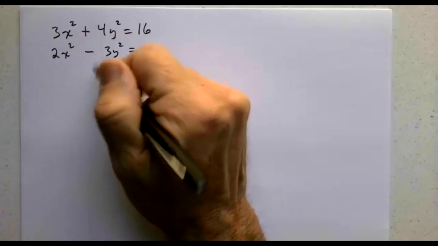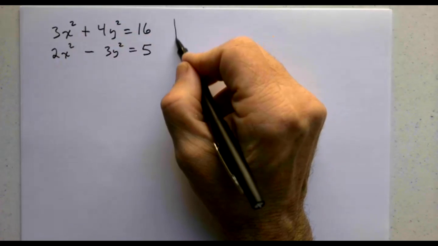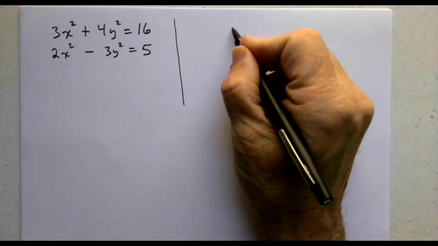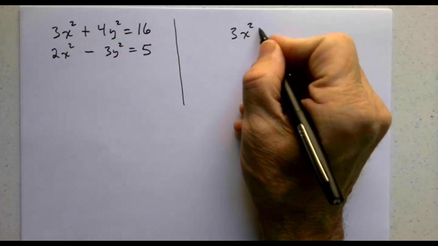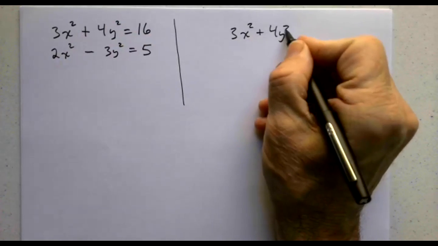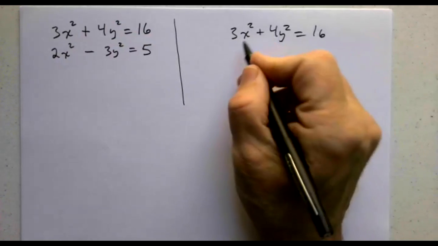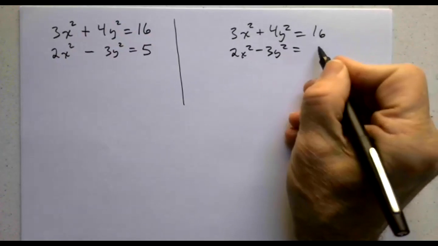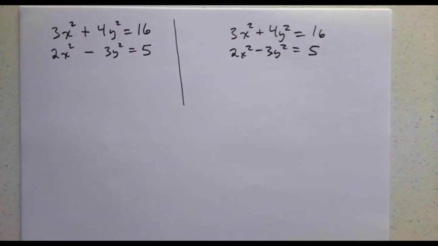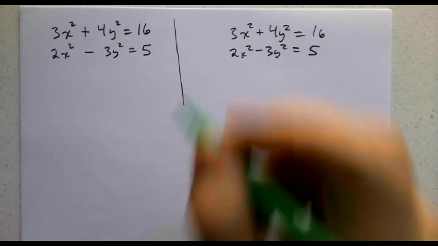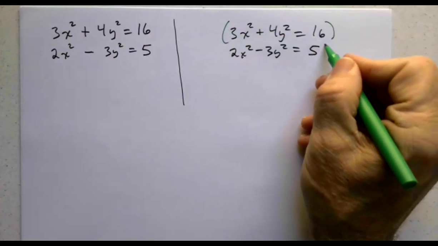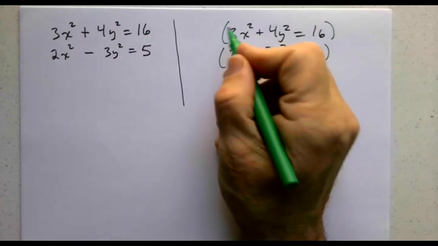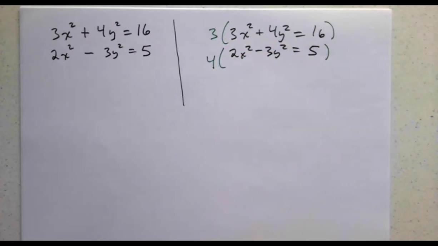I can eliminate the x's or the y's. I think I'll eliminate the y's. So I'm going to write it down again vertically. 3x squared plus 4y squared is 16. 2x squared minus 3y squared is 5. To eliminate the y's, I have a 4 and a 3. Let's make them both 12. As long as one is positive and one is negative, they will subtract out. Multiply the first equation by 3 and the second equation by 4.